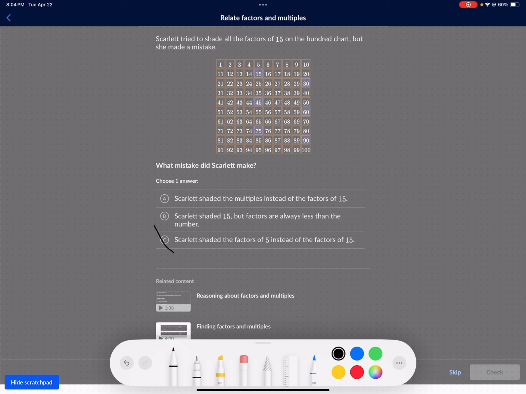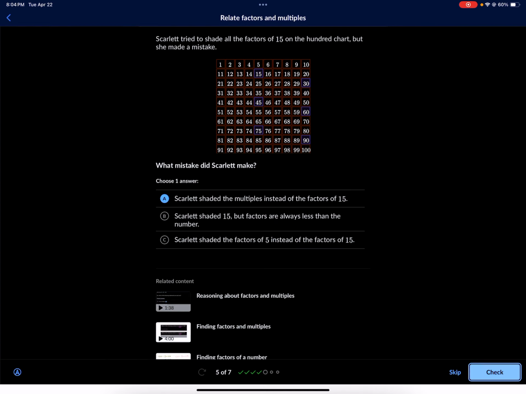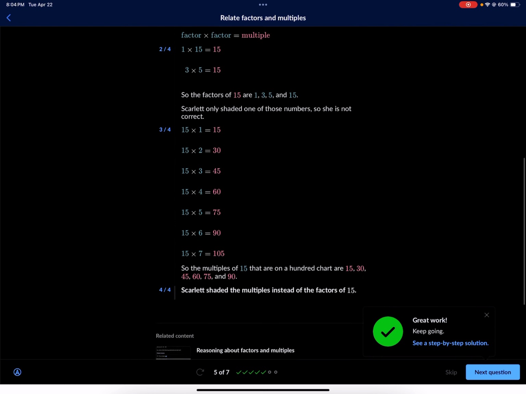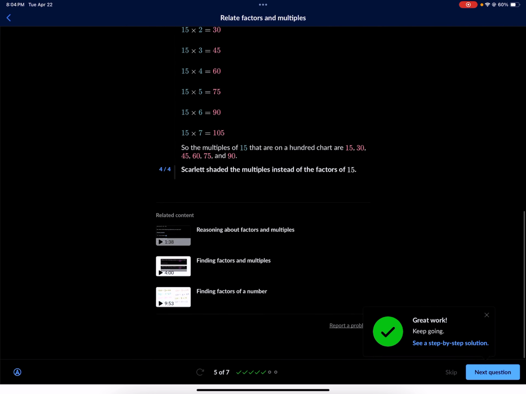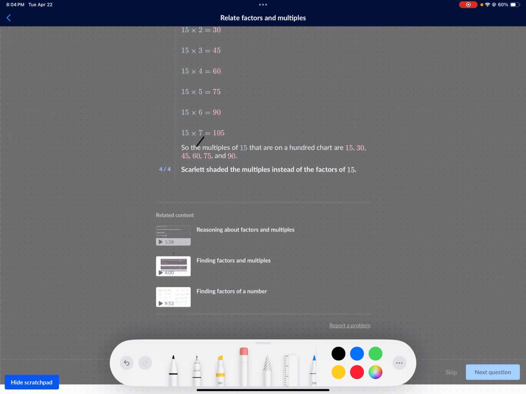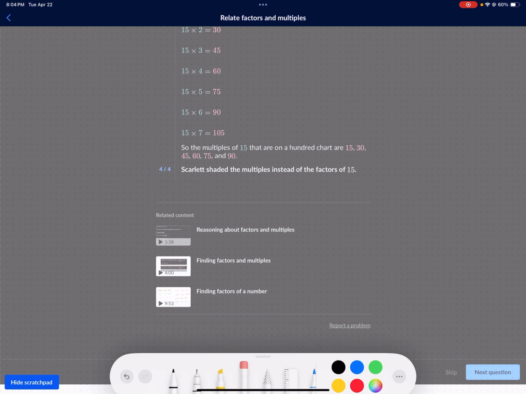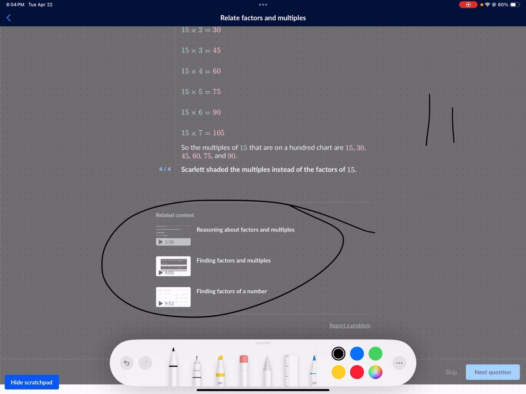So if it talks about factors, it's wrong. We're talking about the multiples because it's the opposite of a factor. Because 30 goes into 15, 45 goes into 15, 60 goes into 15, 75, 90, etc. A is correct. So here's the step-by-step solution. If you got that right, great job. If you didn't, here's the videos. Otherwise, happy studying.